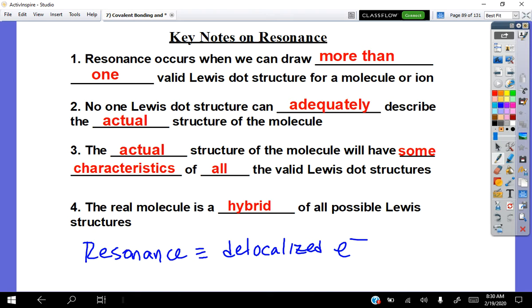This occurs when we are able to draw more than one valid Lewis structure for a molecule or an ion. We've seen some of these examples in the past as we went through the process of learning how to draw Lewis structures. As a result, no single Lewis structure can adequately describe the real molecule. The actual structure is a hybrid or a blend of all of the possible structures that we can draw.